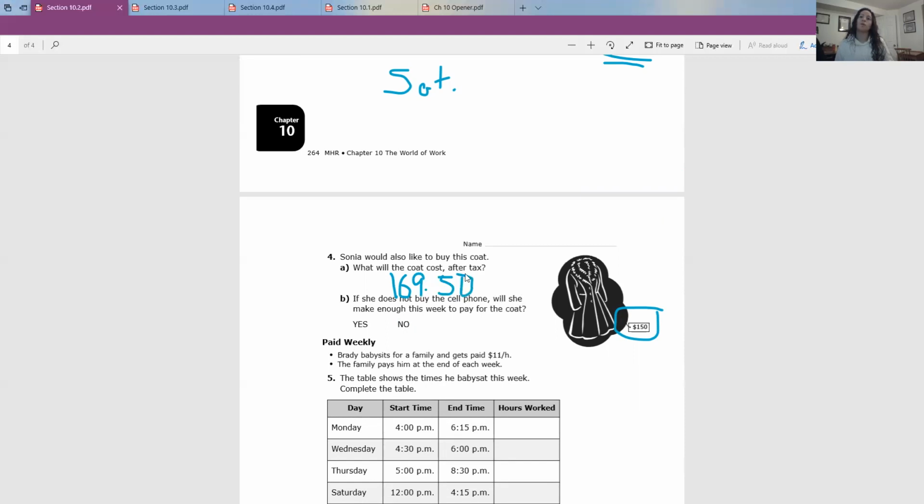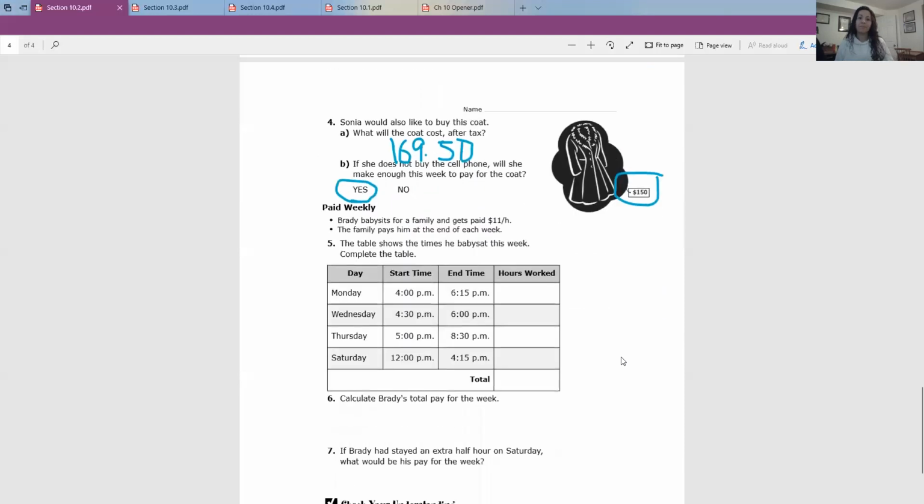Okay, so take the 150 times 0.13 to get the tax, add it to the $150 total, and get your total amount with tax. You should have gotten $169.50. And then part B, it says, if she does not buy the cell phone, does she have enough? Yes, barely. Remember, she made $171, so she does have enough.